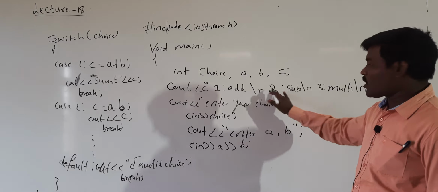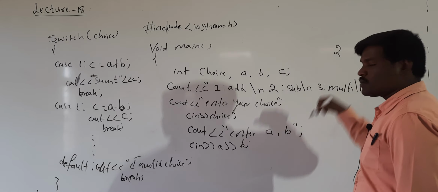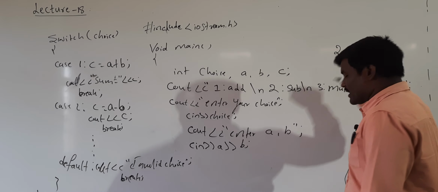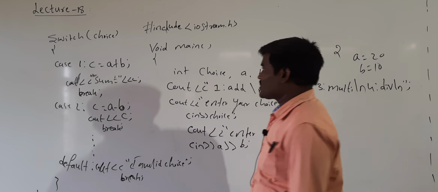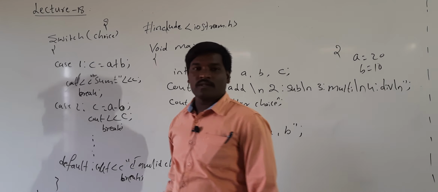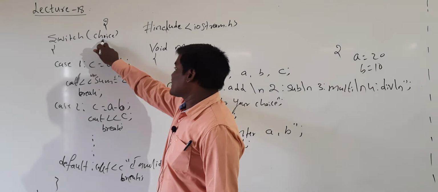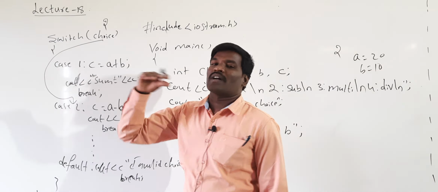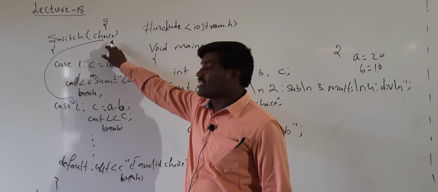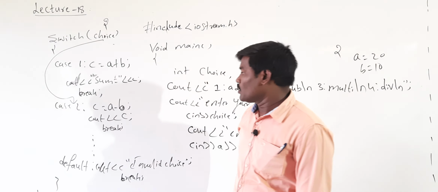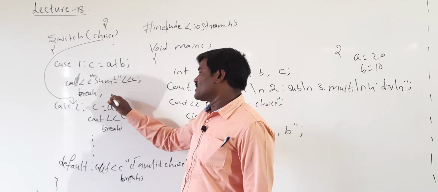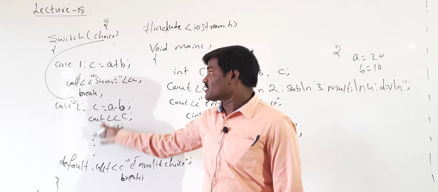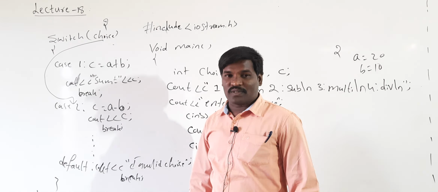So first, 4 options are there. So I have to enter 2. And I can give the A value as 20 and B value as 10. So choice is 2. Switch of 2 means directly it will execute case 2. Case 1 will be skipped because the option is 2 here. C is equal to A minus B means 20 minus 10. 10 will be printed, and break means it will come out of the entire switch statement.